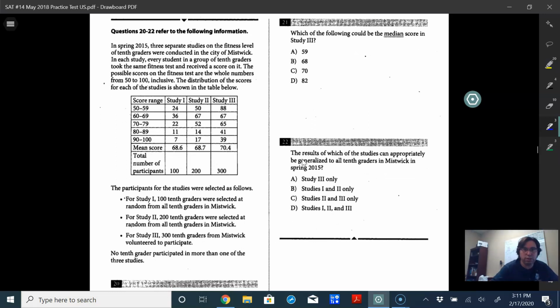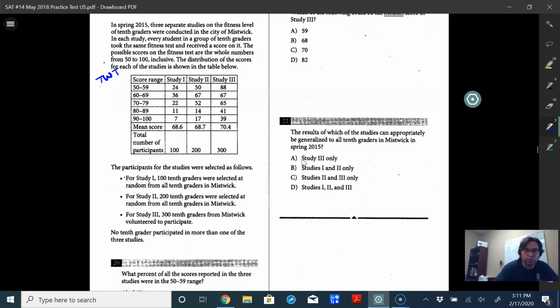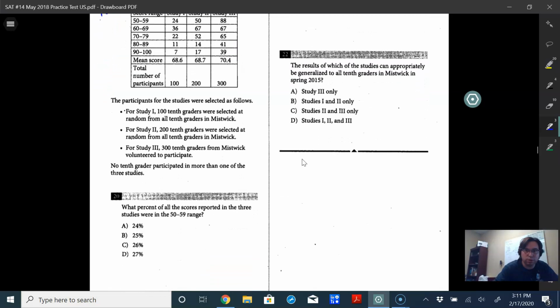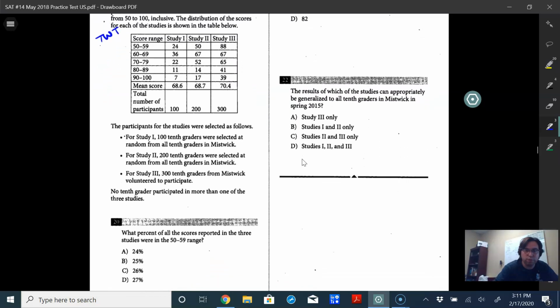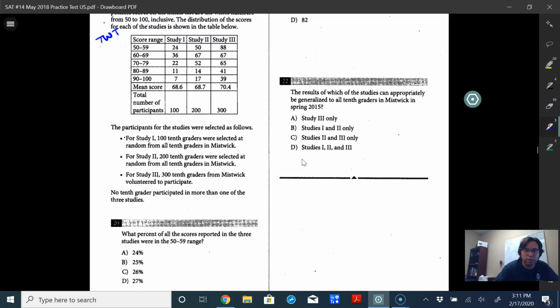Okay, so let's look at number 20. We've got this two-way table, so we know we're most likely talking about some probability of things. Number 20 says, what percent of all the scores reported in the three studies were in the 50 to 59 range.